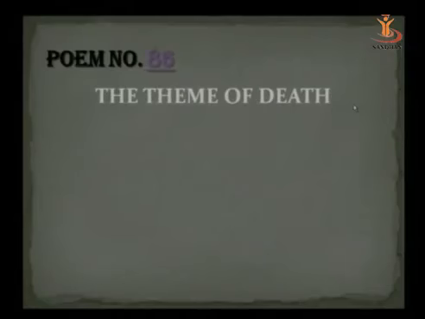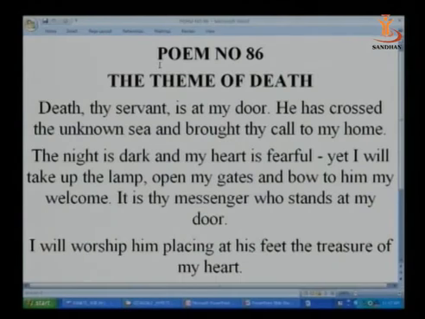Now let's look at one more poem before we close. We are discussing this poem because it brings up another very important theme in Gitanjali, the theme of death. Let's look at how Tagore looks at death. "Death, thy servant is at my door. He has crossed the unknown sea and brought thy call to my home. The night is dark and my heart is fearful. Yet I will take up the lamp, open my gates, and bow to him my welcome."